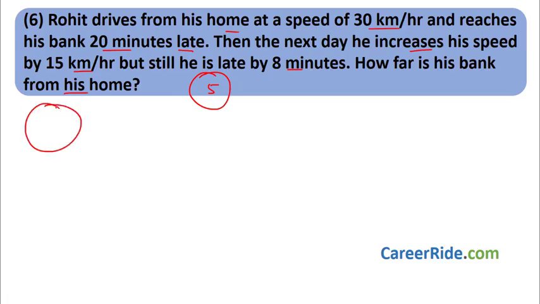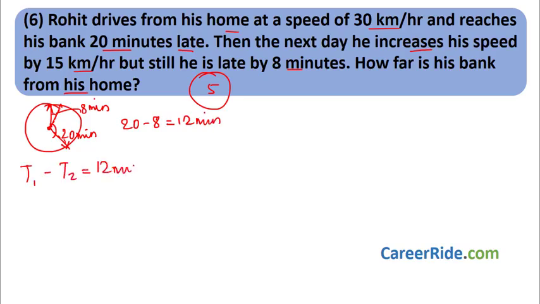Okay, take a clock. Normally he reaches the bank at this time. He drives at a speed of 30 kilometers per hour and is 20 minutes late. Second case, he increases speed by 15, so now the speed becomes 30 plus 15, 45. But still he is late by 8 minutes. What is the difference between this hand of the clock and this hand of the clock, or the time? That is nothing but 20 minus 8 equal to 12 minutes. So T1 minus T2 is 12 minutes.